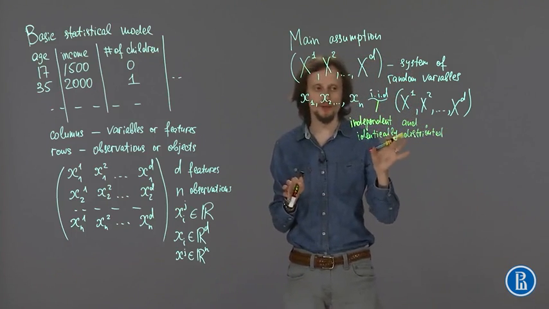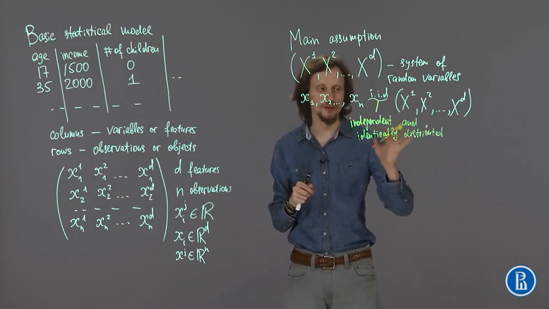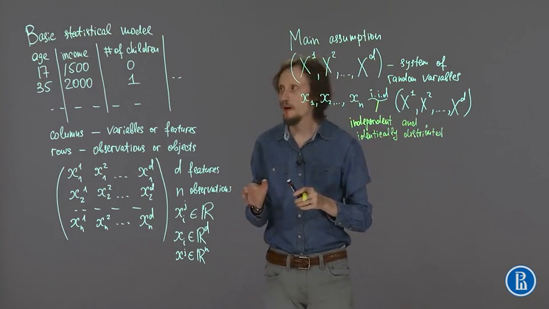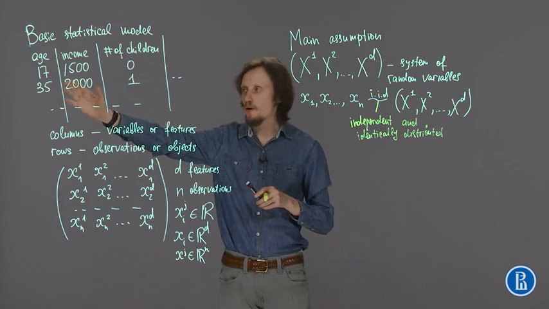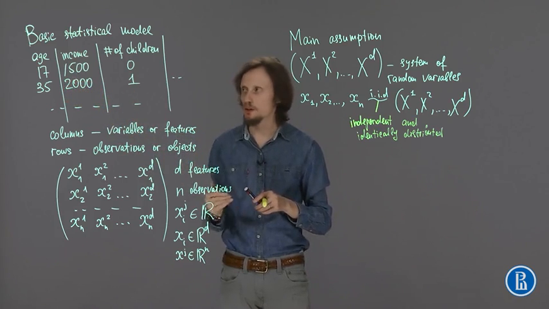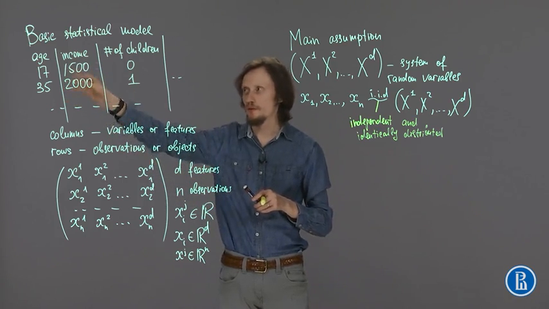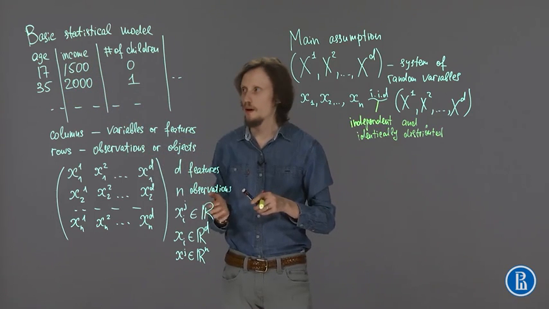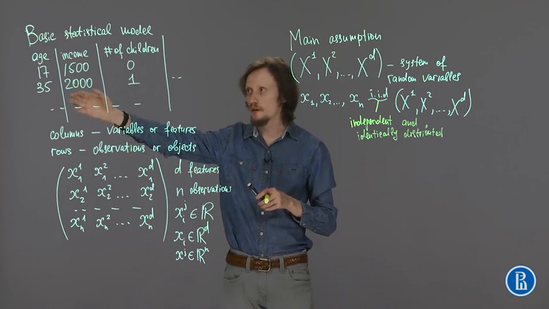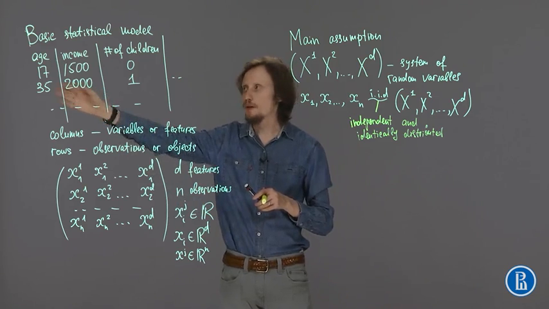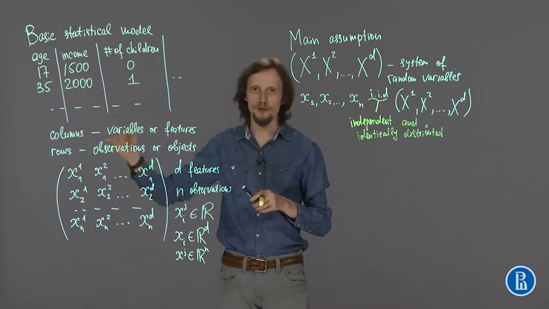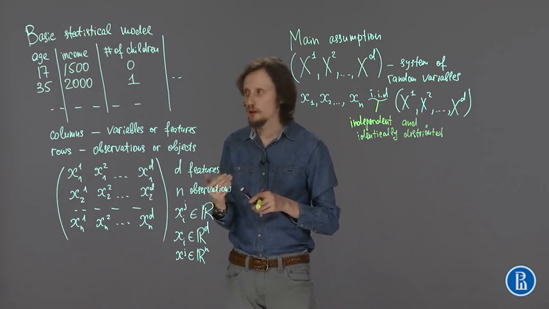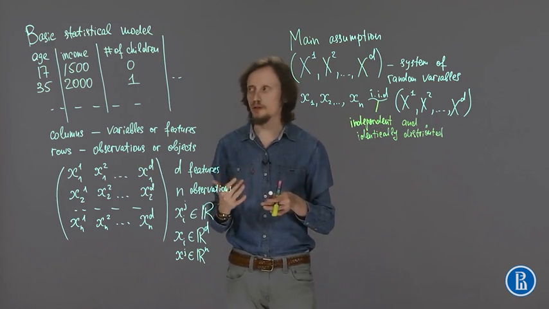What does it mean in practice that they are independent and identically distributed? It means that we assume that, for example, the income of a second person in our study does not depend on the income of the first person in our study. And in the same way, the income of the second person does not depend on the age of the first person. So rows are independent of each other. But columns, of course, can be dependent.